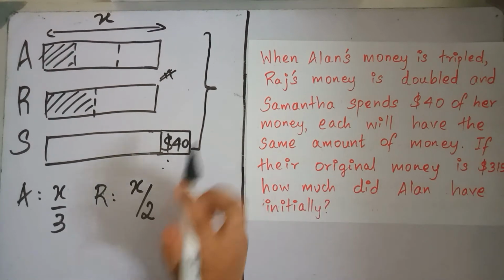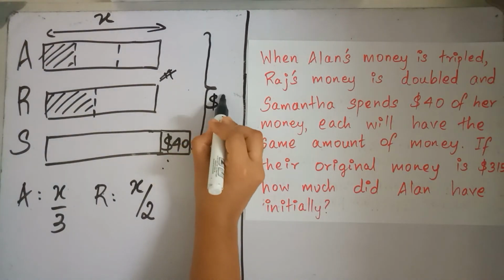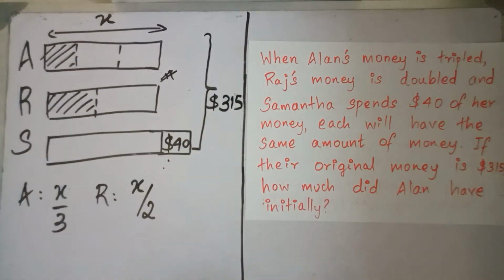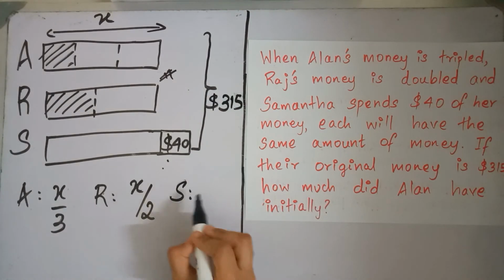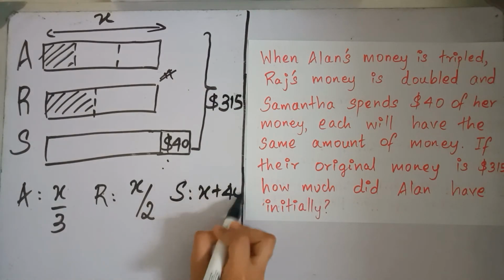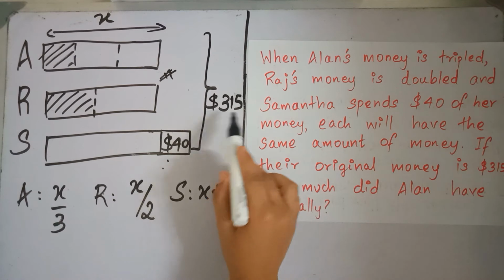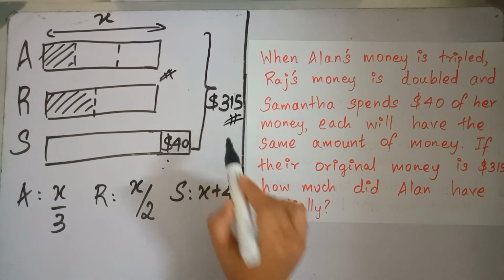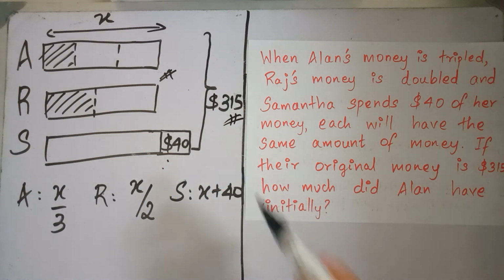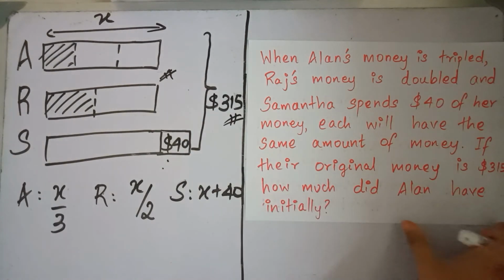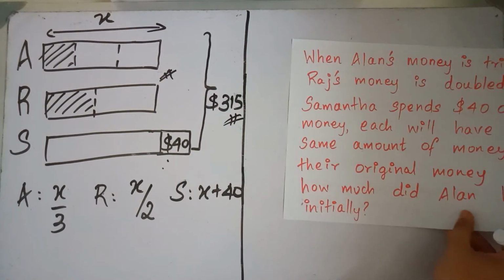Now we have reached the initial condition. This is the initial case, and initially the total amount that they had was $315. So Samantha would have had X plus 40. Now these are the initial conditions. The reason why we go back to the initial condition is because we know the total amount. We only know the total initial amount. We don't know the final amount. So we need some number to work with. Okay, after this it gets easy.